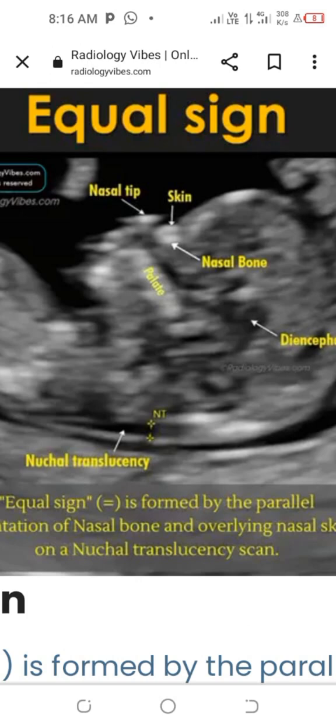So today I described the equal sign and nuchal translucency, which is very important, usually measured in the first trimester of the pregnancy. It is an optional ultrasound, very well performed to rule out diseases like Down syndrome.